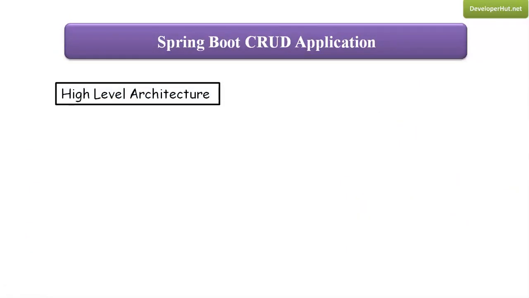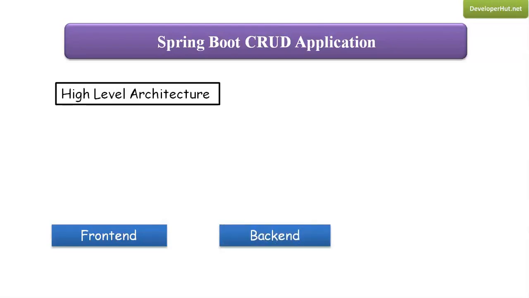So let's see a very high level architecture of our CRUD application. Our CRUD application is basically divided into three different parts. First is the front end part, where the user will interact. Then we have a backend part which will handle all the business related operations, and third is the database part, where we will be storing all the data which is coming from the front end.